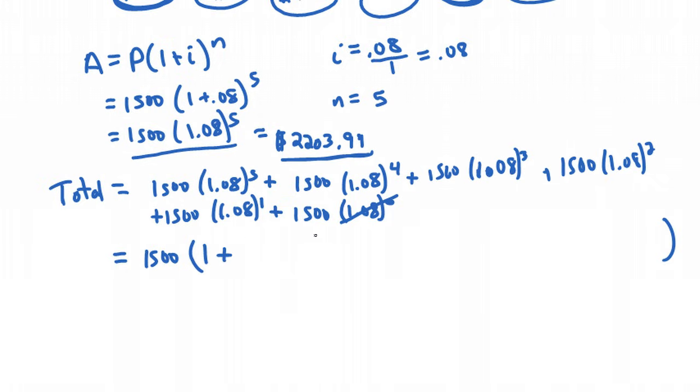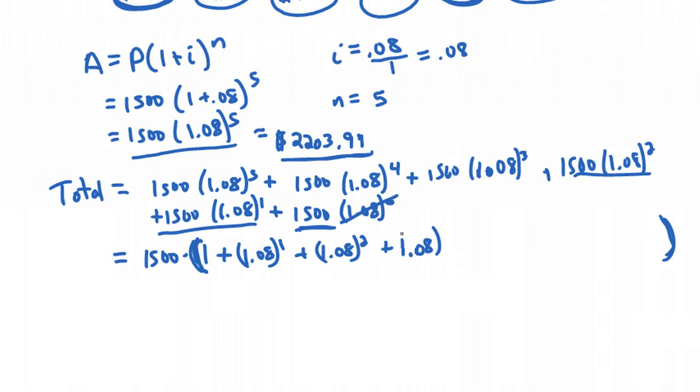1,500 times 1, that would be this term. 1,500 times 1.08 to the 1, that would be this term. Okay, and then we have 1.08 squared times this 1,500. Remember, this 1,500 is distributing here. That would give us this term. And so on. So we're going to have plus 1.08 cubed plus 1.08 to the 4th, and finally plus 1.08 to the 5th power.